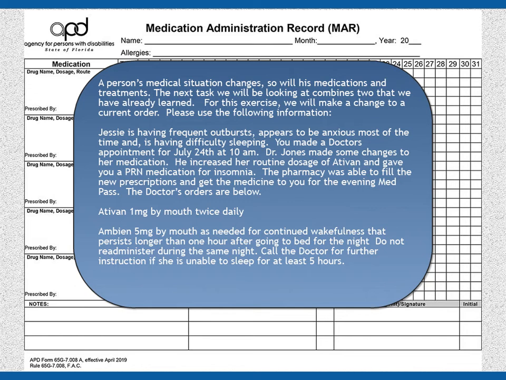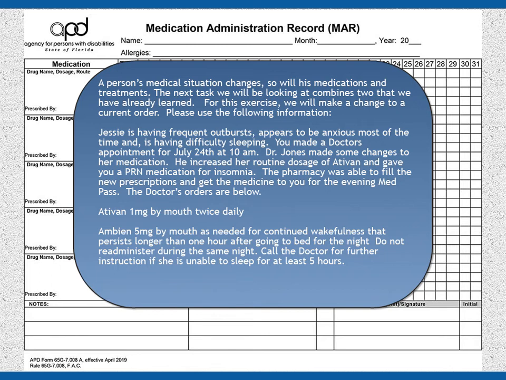Jessie is having frequent outbursts, appears to be anxious most of the time, and is having difficulty sleeping. You made a doctor's appointment for July 24th at 10 a.m. Dr. Jones made some changes to her medication. He increased her routine dosage of Ativan and gave you a PRN medication order for insomnia. The pharmacy was able to fill the new prescriptions and get the medication to you for the evening med pass. The doctor's orders are below.